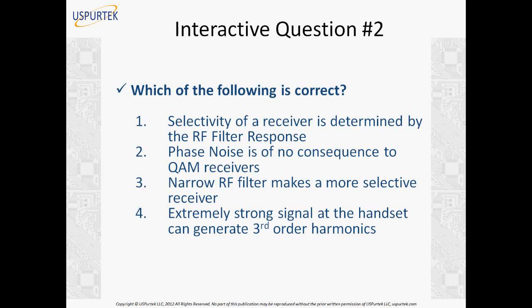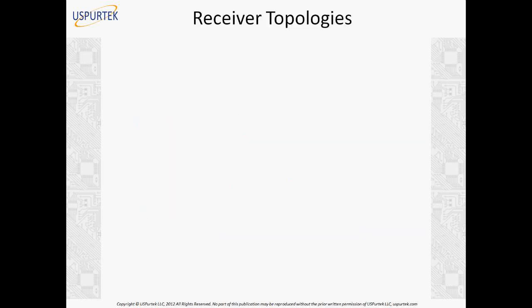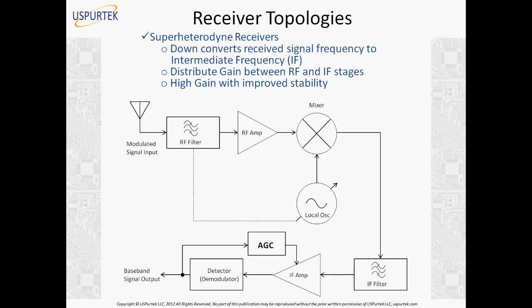Now we are moving on to the receiver topologies, the different receiver architectures which are used. Starting with the traditional super heterodyne receiver, which is conventional. The AM, FM, and SSB radios all use super heterodyne architecture. What it basically does is down convert the received frequency to an intermediate frequency, which is called an IF.